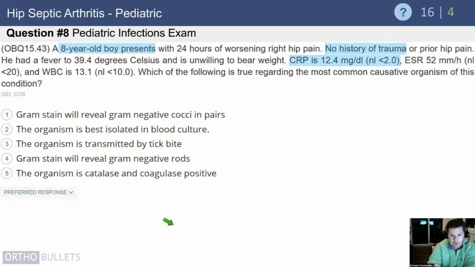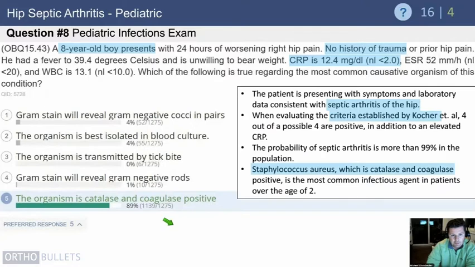And the question is, which of these is true regarding the most common causative organism? So the key question here is to identify that this child probably has a septic arthritis, and we're going to talk a little bit about the parts of the stem that will help you determine that in a minute. But this kid has septic arthritis, and so you want to know what's the most common in an 8-year-old boy. That's going to be staph.